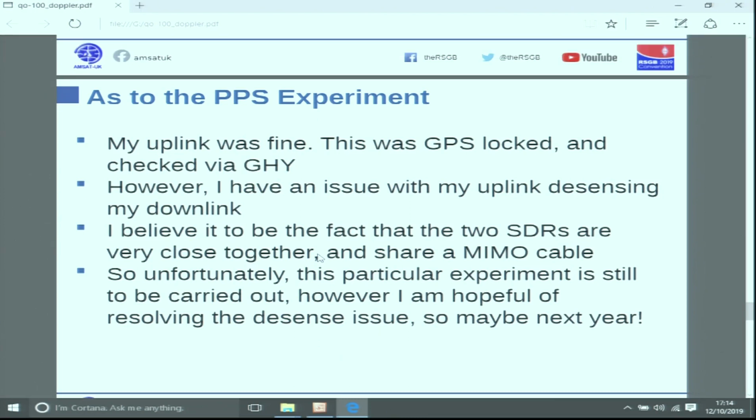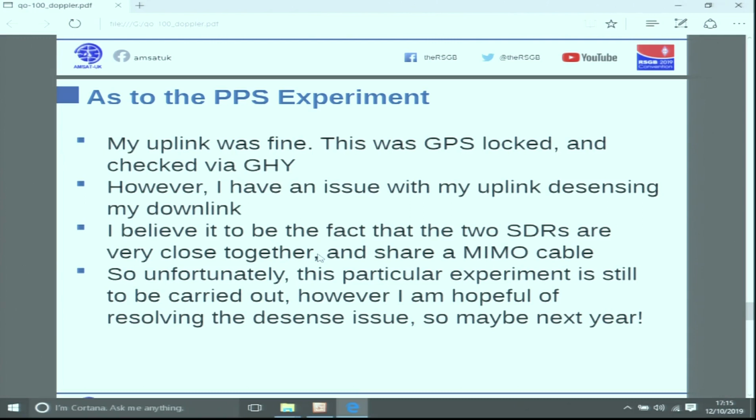As to the PPS experiment, well, that was another issue. My uplink's fine. It was GPS locked and it was checked via Goonhilly. But currently I have an issue with my uplink desensing my downlink. I actually think it's probably just the fact that the two SDRs are very close together. They're in the same rack, and they share a MIMO cable between them. I suspect it might be getting in there.